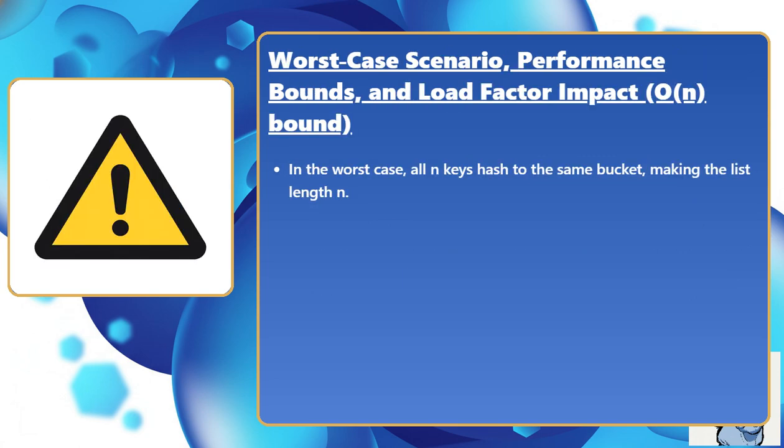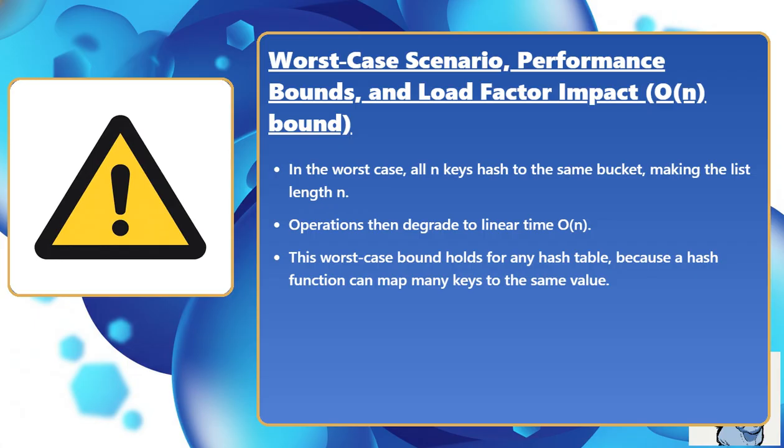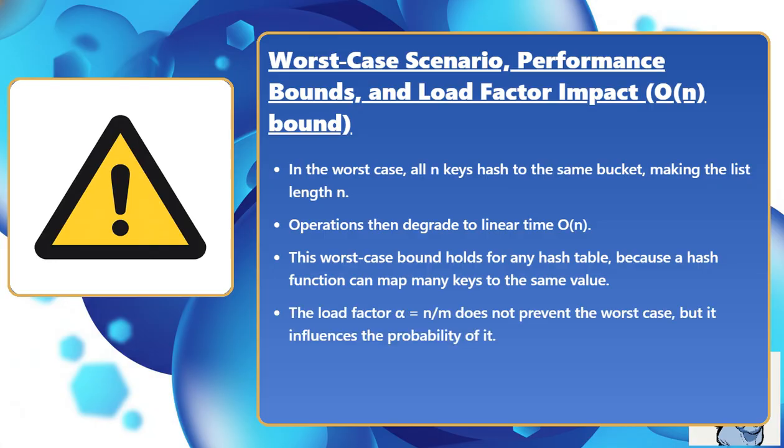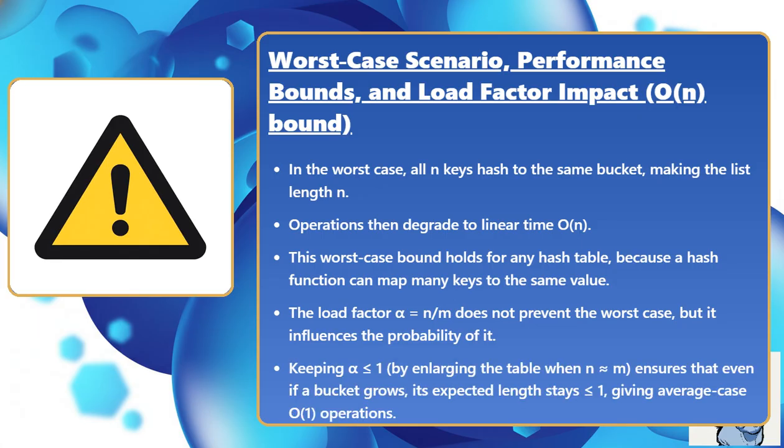In the worst case, all n keys hash to the same bucket, making the list length n. Operations then degrade to linear time, big O of n. This worst case bound holds for any hash table, because a hash function can map many keys to the same value. The load factor alpha equals n over m does not prevent the worst case, but it influences the probability of it. Keeping alpha less than or equal to 1, by enlarging the table when n is approximately m, ensures that even if a bucket grows, its expected length stays less than or equal to 1, giving average case big O of 1 operations.